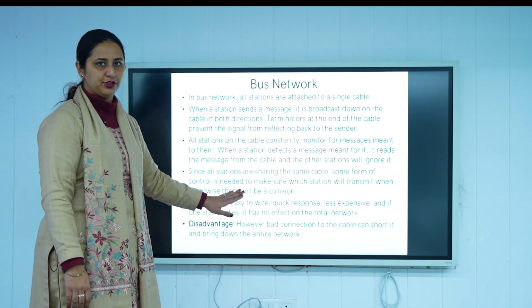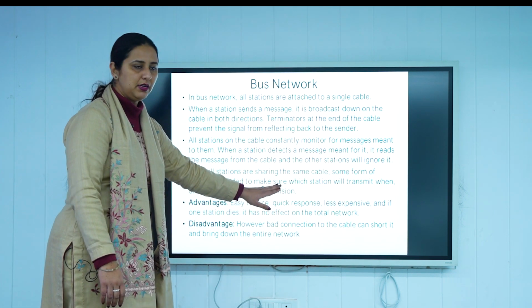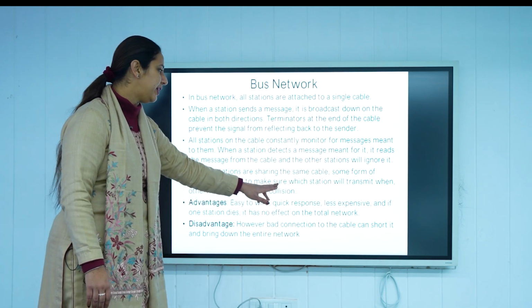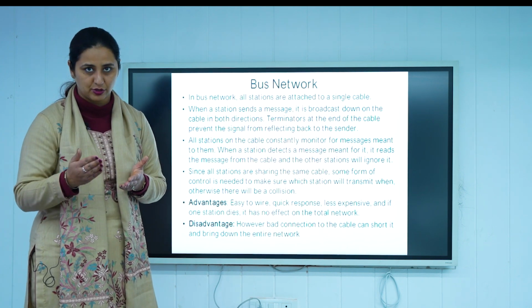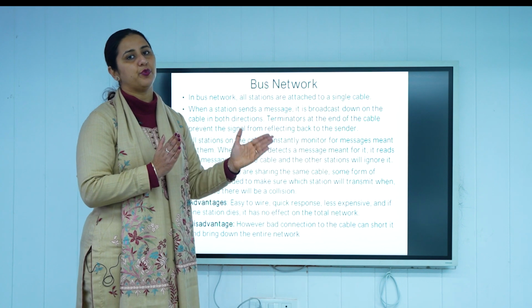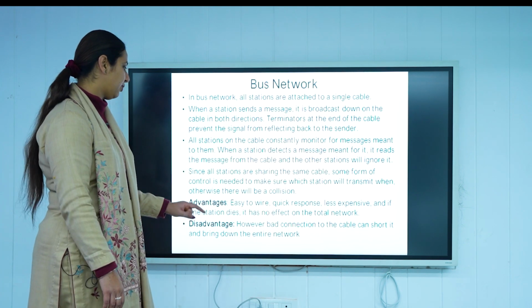So all the stations in the bus topology are sharing the same cable, and some form of control is required in order to make sure which station will transmit and when it will transmit. Also, which station will receive and when it will receive. That has to be taken care of in the bus topology.